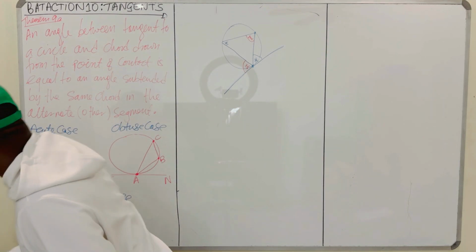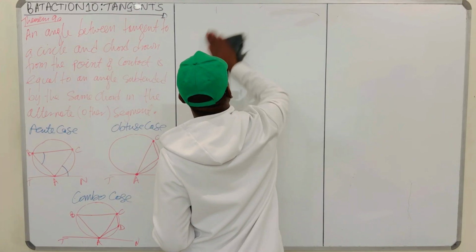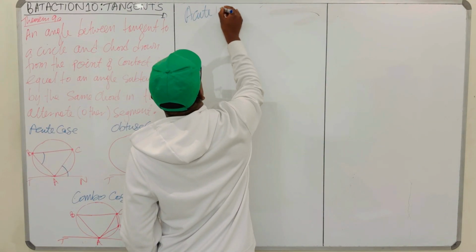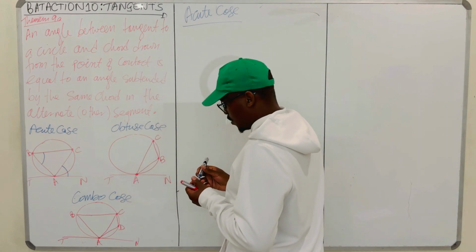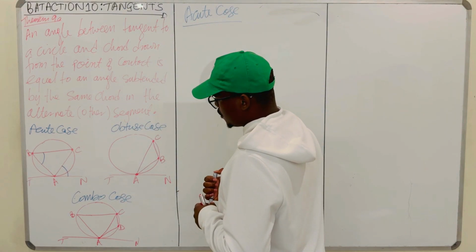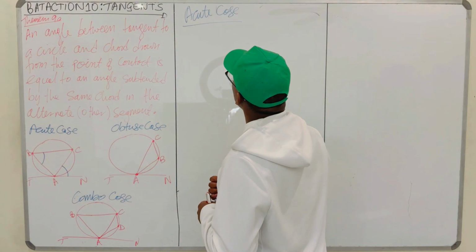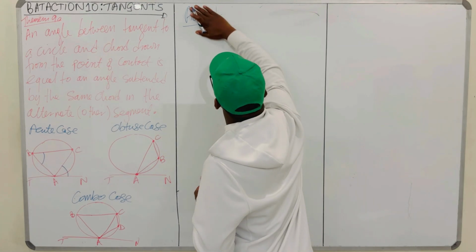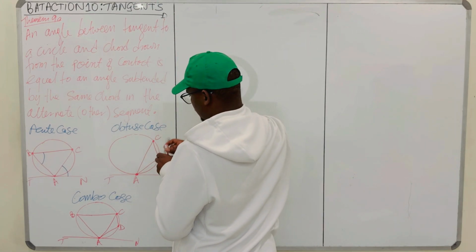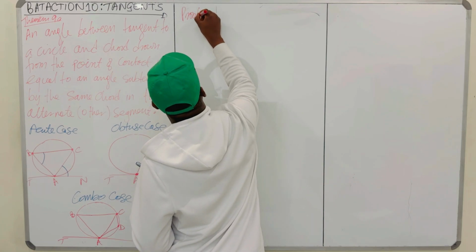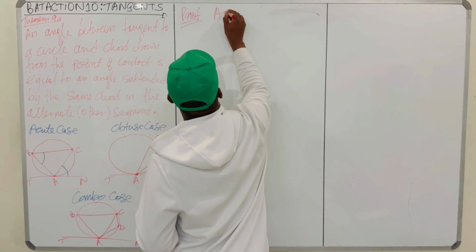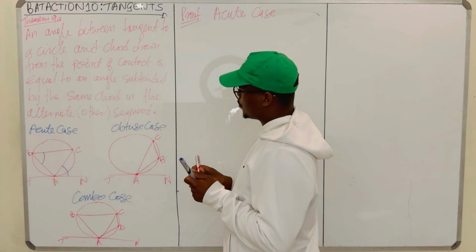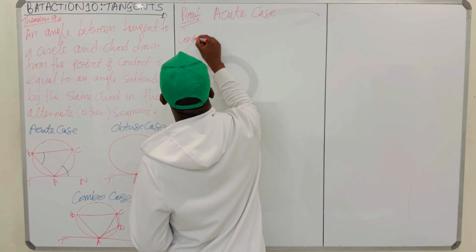Let me clean the board and we do the acute case. We're doing what? The acute case, right? Actually, let's just say proof first. I'll use the red ink. Say proof. I'm dealing with the acute case. Are you happy? No problem. So, I'll start with the construction first. Construction.